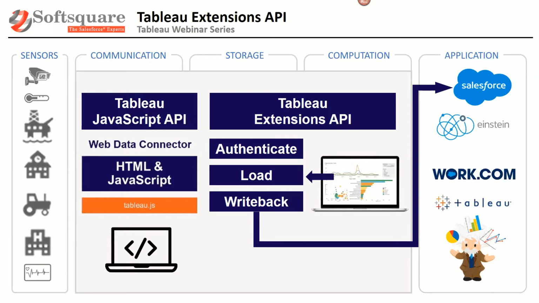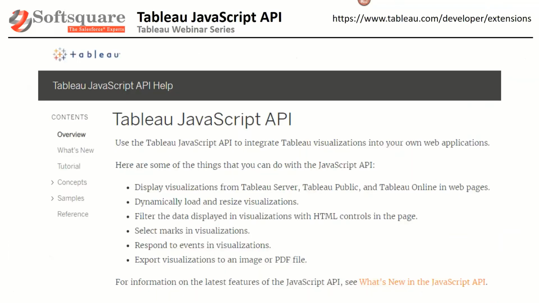Okay, so briefly, we're going to look at the Tableau JavaScript API. It is, again, on the Tableau website. You can search for the Tableau JavaScript API. It's one file. Basically, the key points of the Tableau JavaScript API are: display visualization from Tableau Server, Tableau Public, and Tableau Online; dynamically load and resize visualization; filter the data displayed in the visualization with HTML controls; select the marks in the visualization, like specific areas; and respond to events in the visualization. And this is interesting.